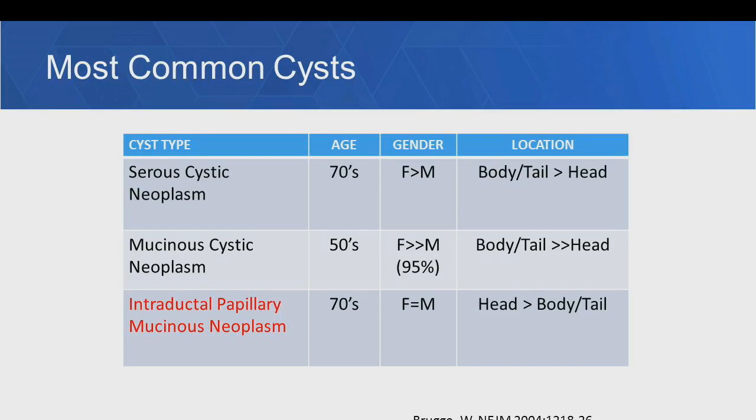Finally, intraductal papillary mucinous neoplasms are perhaps the most common of these three primary cystic neoplasms, and have a very similar presentation and demographics to serous cystic neoplasms. They tend to be in the elderly. There really isn't a predominance between females or males, and they actually can be a little more in the head, but they can be throughout, and they can be multifocal.